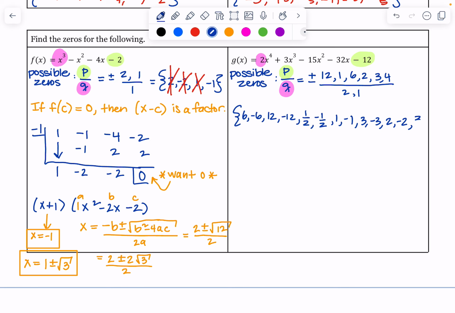3 over 2 we need to add. And then 3 over 1 we already have. 4 over 2 we already have. And then 4 over 1 we need to add. 4, negative 4. Okay, that's a lot.